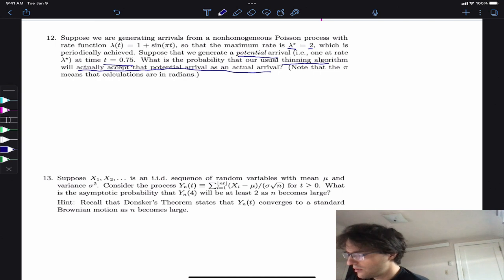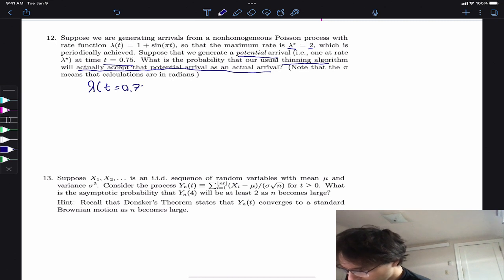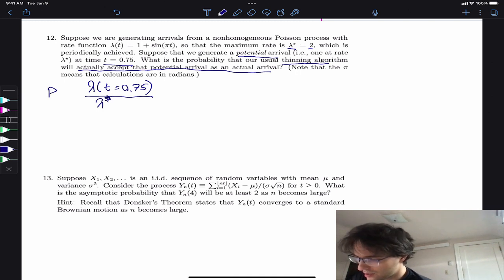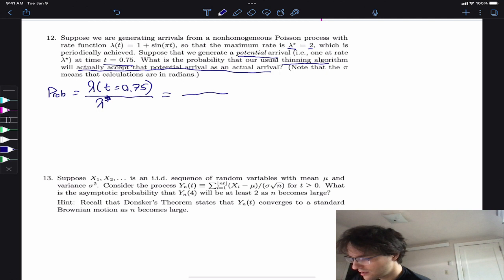And basically what you do is you take lambda of t equals 0.75, and you divide that by lambda star. So that's our probability. So our probability is equal to that. And so what is lambda in the denominator? Lambda star is just equal to 2. That just comes over here. And then the numerator, we have 1 plus sine of pi times t, where t is equal to 0.75.